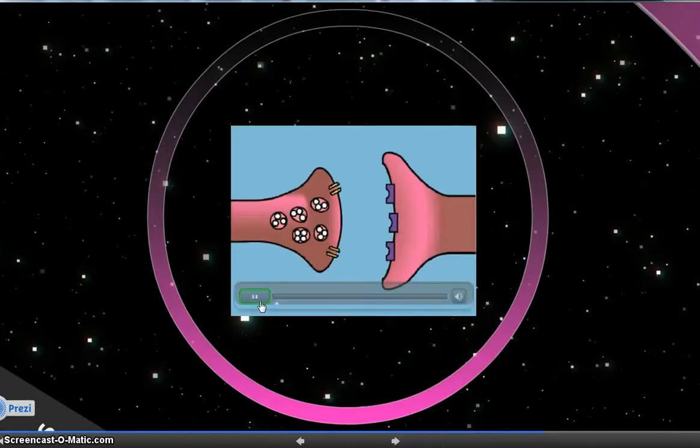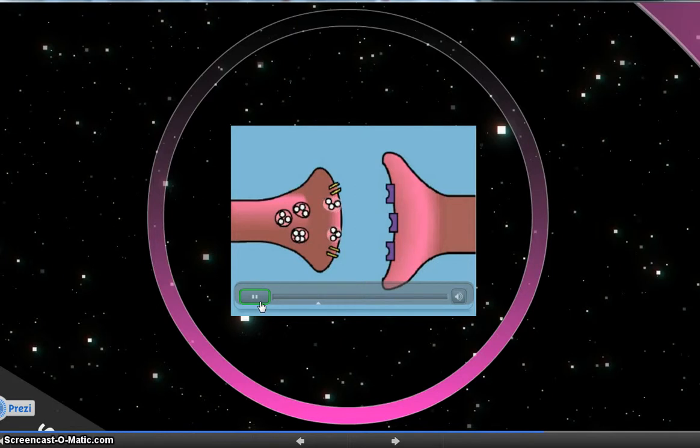Communication between two neurons begins when an electrical impulse called an action potential travels along the axon of a presynaptic neuron toward the axon terminal. The action potential cannot cross the synaptic space. When it reaches the axon terminal, it causes membranous sacs called vesicles to move toward the membrane of the axon terminal.